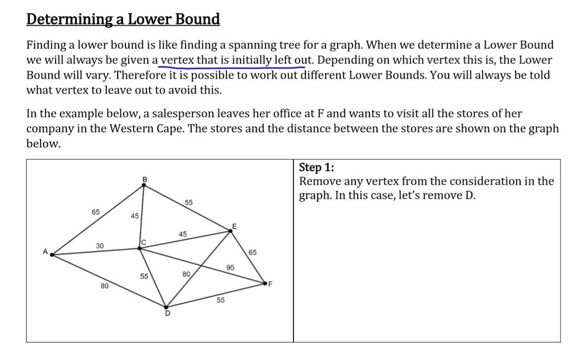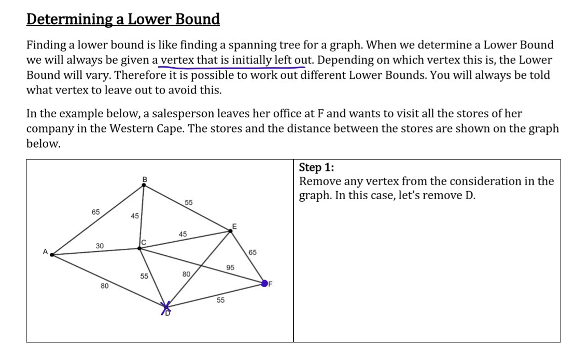So in the example below, a salesperson, let's say, leaves her office at F, and she wants to visit all the stores in the Western Cape, and the numbers are the distance between the stores. So we need to remove any vertex from consideration, and in an exam I would tell you which vertex to remove, because otherwise I have to mark all of these different solutions. So in this case, let's remove vertex D.